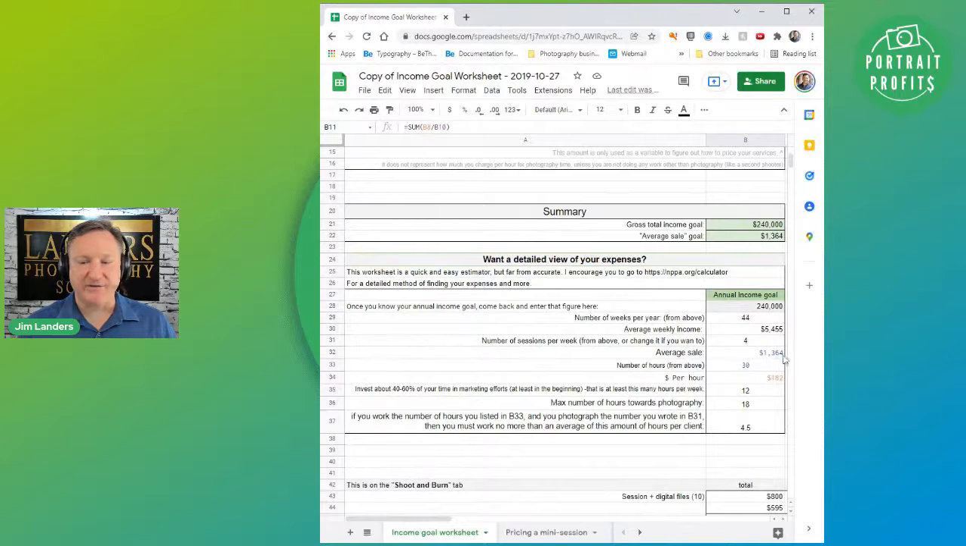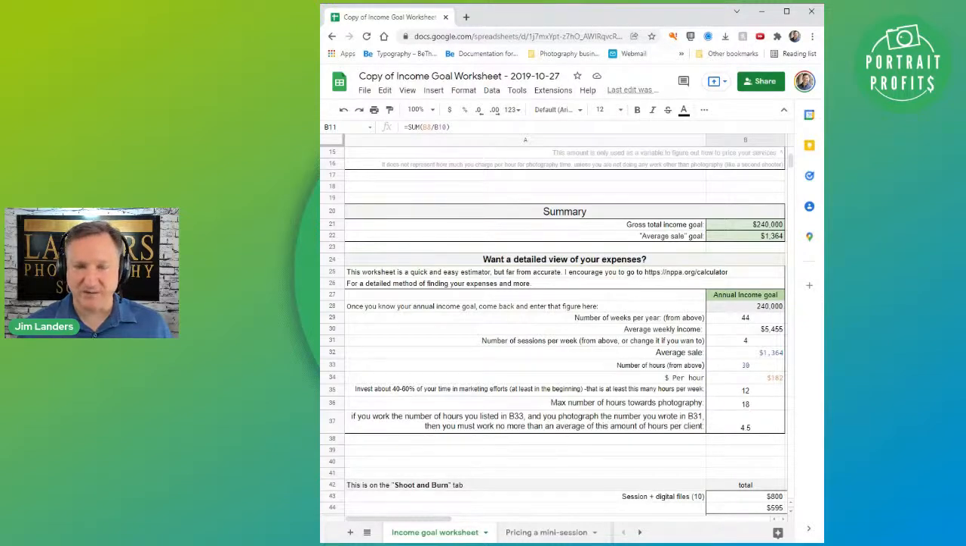Average sale is $1,364. You're working 30 hours. You're worth $182 an hour. This tells me a couple more things. It tells me that you must invest 12 hours into things other than things that are directly attributable to clients, including marketing, bookkeeping, updating your website. The majority of that is marketing, by the way. 12 hours if you're working 30.